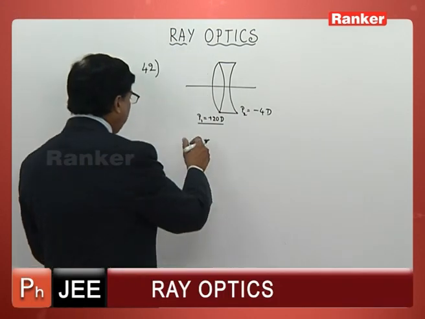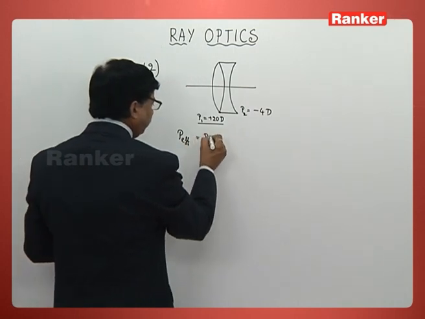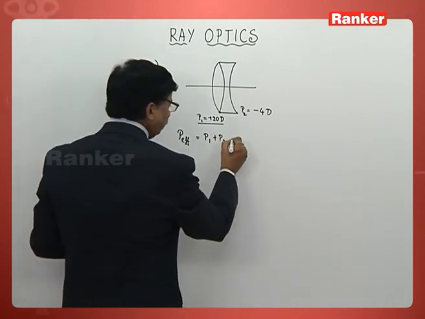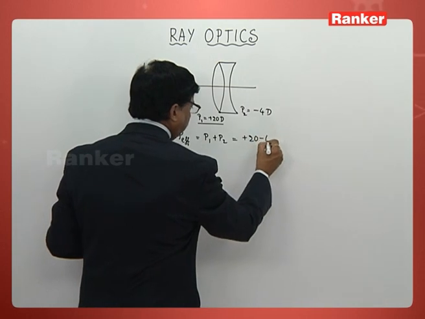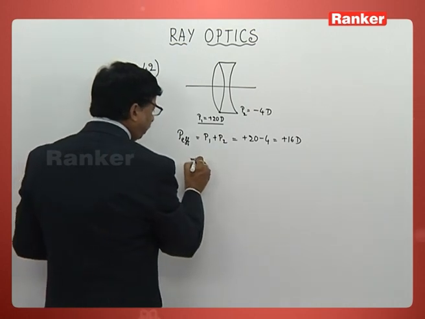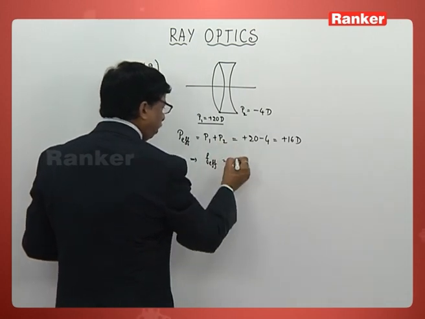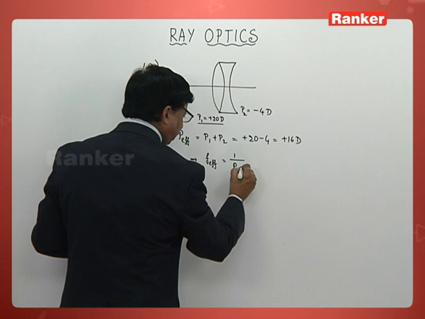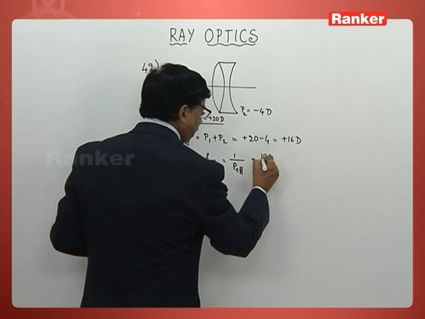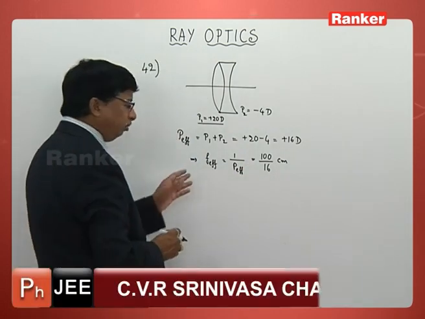So what is the effective focal power first of all? No doubt, when lenses are in contact with each other, P1 plus P2 will be the effective power. So this now is plus 20 minus 4, that is plus 16 diopter. What would be the effective focal length from this value? 1 by effective focal power. That is what we write as effective focal length. This should be written as 100 by 16 centimeter. 1 by 16 would give me meter.